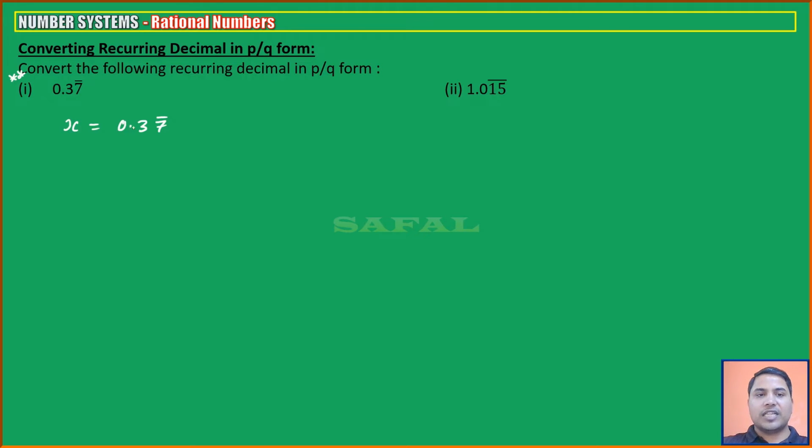Now your next step should be bringing the decimal just before the repeating block or repeating digits. So I can see that the decimal is here, so I need to shift one place to the right to bring it just before the repeating digits. So what will I get? I can write 10x equals what? 3.7 bar. Okay, so that is the first step we have to do. Multiply by 10, 100 or 1000 so that the decimal comes just before the repeating block. That equation you need to call as equation 1.